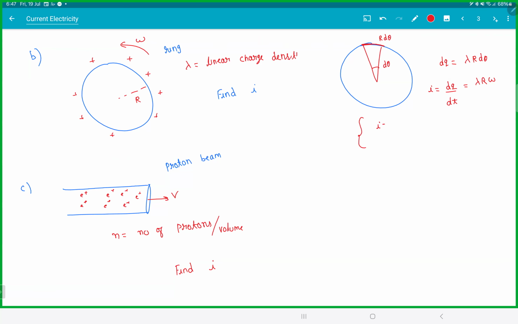Or you could have simply taken I is equal to total charge lambda into 2 pi r by time, which will be 2 pi by omega. Same thing you will get. Third one. We have a proton beam which is going with speed v. This is important.